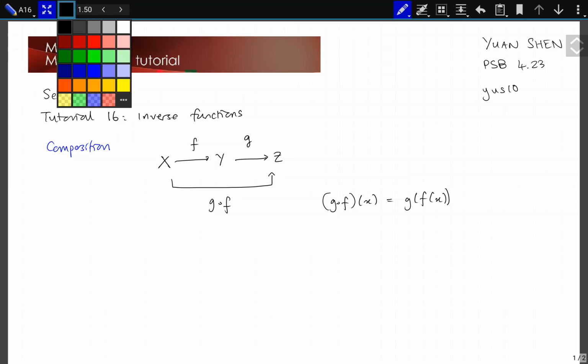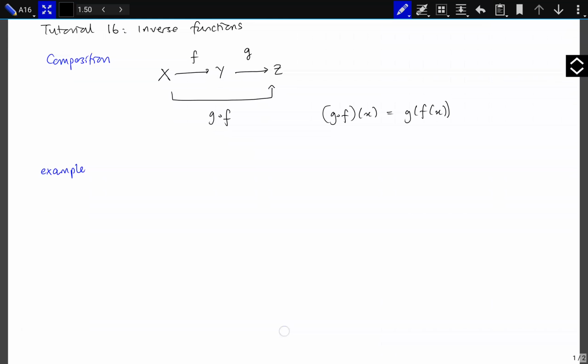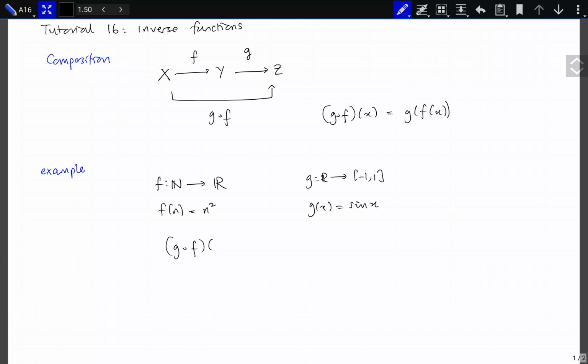So as an example, suppose f goes from the natural numbers, so the positive whole numbers, to the real numbers, defined by it takes the square, and g goes from the real numbers to the interval -1 to 1, where g is the sine function. Then the composition, g of f of n, is equal to g of n squared, which is equal to sine of n squared.